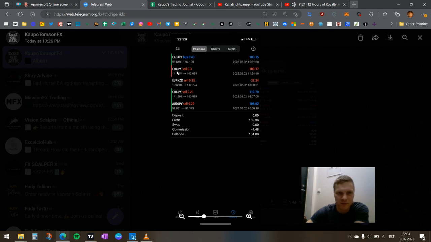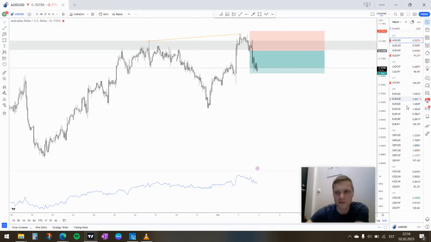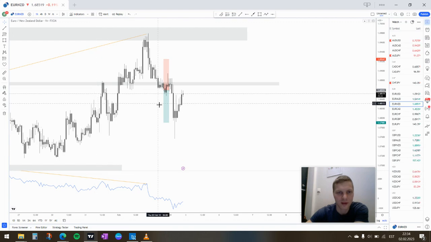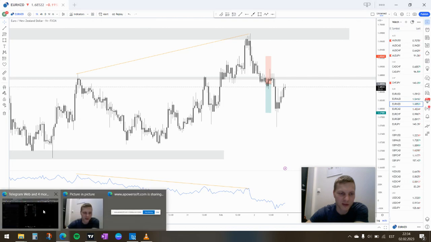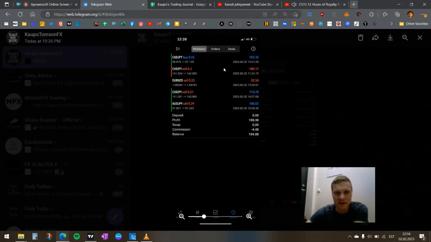Talked about CAD JPY, CHF JPY, stopped out, closed Euro NZD right before it fell. Right before it fell, I closed, and 2 hours later it fell. This would have hit take profit. And if I hadn't done those stupid things today, taken this trade while the candle was still open, this loss could have been avoided.